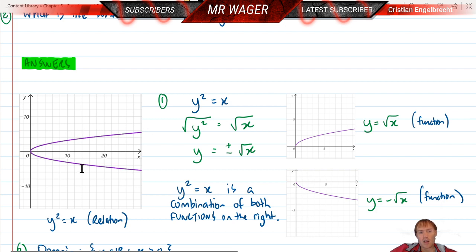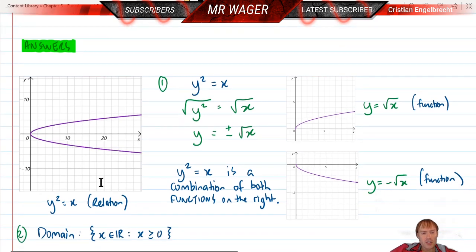So it looks kind of like a parabola on its side. And this one, where the two graphs combined, or this y squared equals x, is not a function anymore. It's a relation, because if I draw a vertical line anywhere in this section, it's going to cut through in more than one spot. What's the domain?